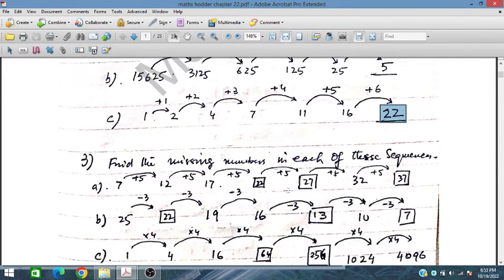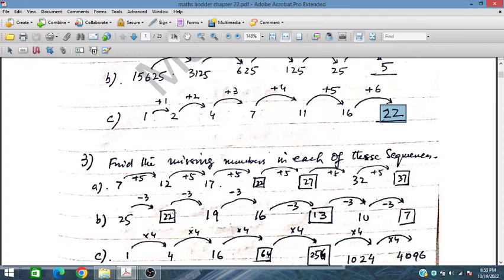In number 3, some numbers are missing here, and we have to estimate what the missing number in each of these sequences should be. So 7 to 12 and 12 to 17: you can see that the difference is +5. This is an arithmetic progression, +5, +5. So this should be 22, then 27, then 32, and then 37. The missing numbers have been placed here. And for the next one, we can estimate that the number should be -3 here.